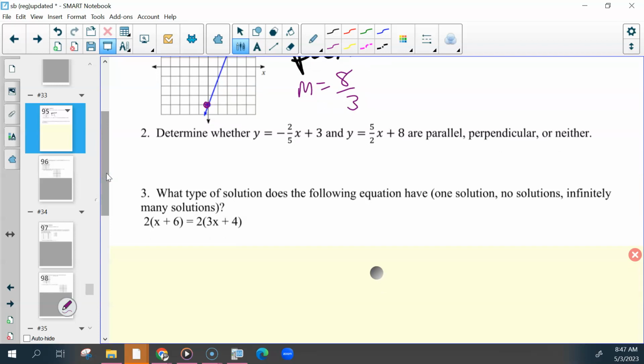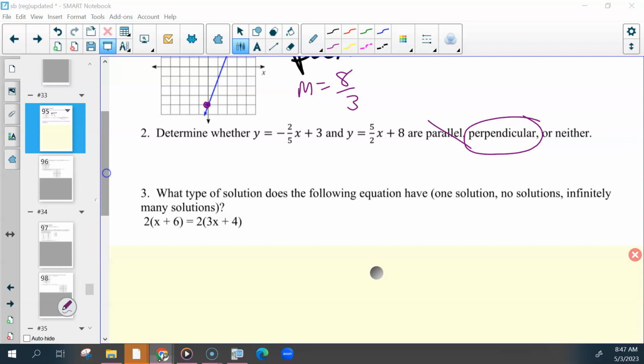As a reminder, parallel, they have to have the same slope. They're clearly not the same, so not parallel. Perpendicular, they have to be negative reciprocals, so same numbers but flipped. One's positive, one's negative. That would make it perpendicular. Neither would be some other case. They're either completely not perpendicular, completely not parallel, completely different, something along those lines.